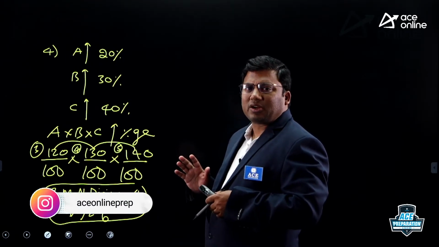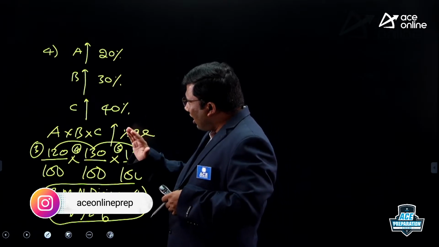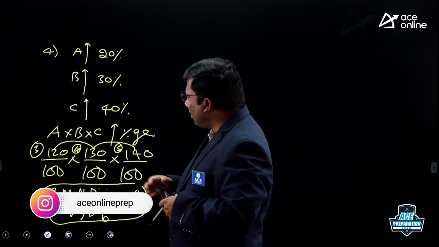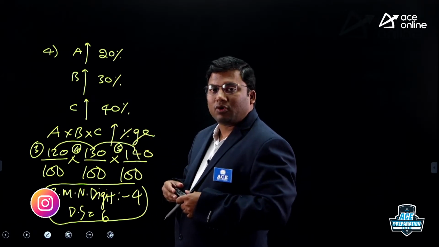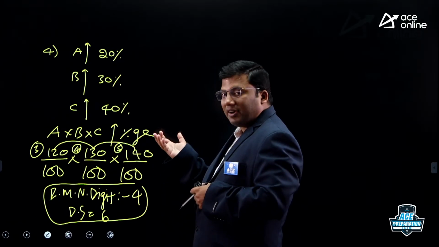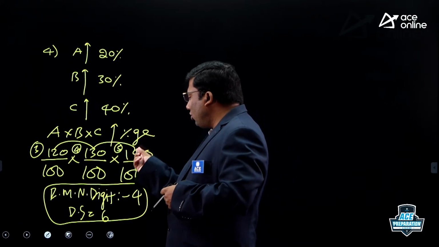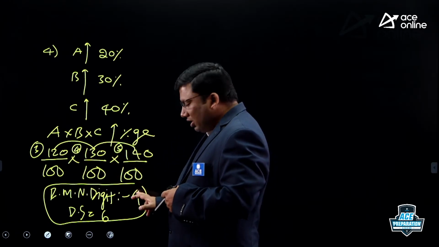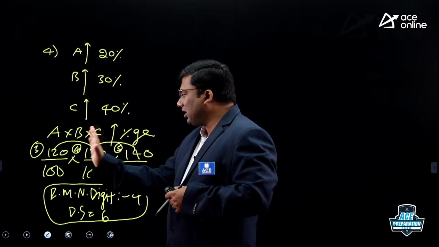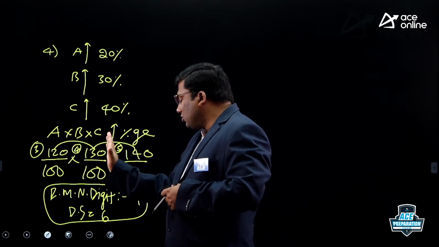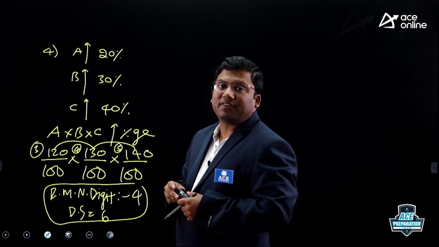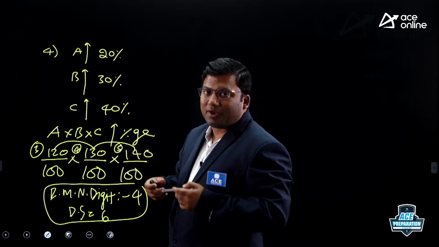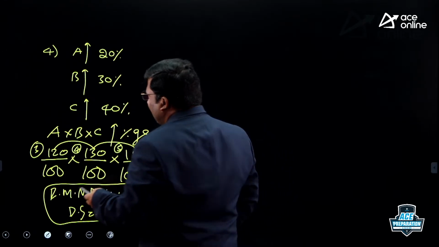No mathematics required, simple common sense. On 120 more, 130 more, 140 more. 4 into 3, 12. 2 into 2, 4. Rightmost non-zero digit is 4. Digital sum: 3 4s are 12, 12 is 3. 3 5s are 15, 1 plus 5, 6. I hope you got the idea by this time.